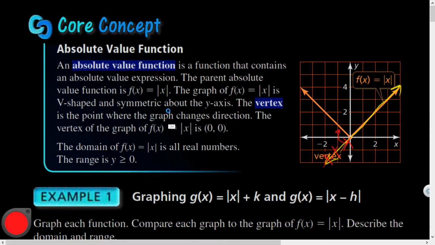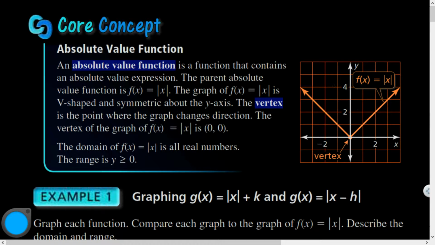What does that mean, symmetric? Does anyone know? Symmetric means that it's a mirror image of itself, that these points over here you could mirror over there, right? And it's symmetric over the y-axis, all right? So that's what that means by symmetric.